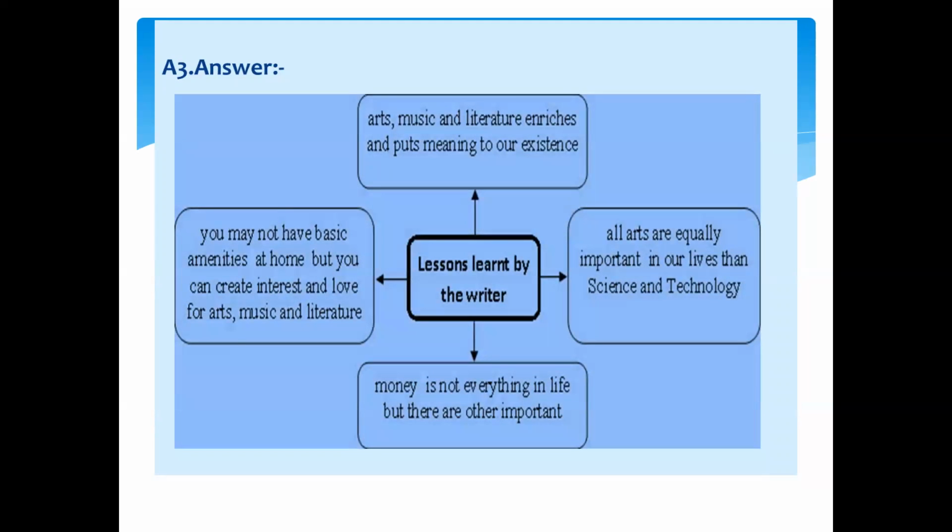Answer A3, lessons learned by the writer. Arts, music, and literature enrich and put meaning to our existence. You may not have basic amenities at home, but you can create interest and love for arts, music, and literature. Money is not everything in life, there are other important things. All arts are equally important in our lives as science and technology. In the same way, you will write your answer on the answer sheet.